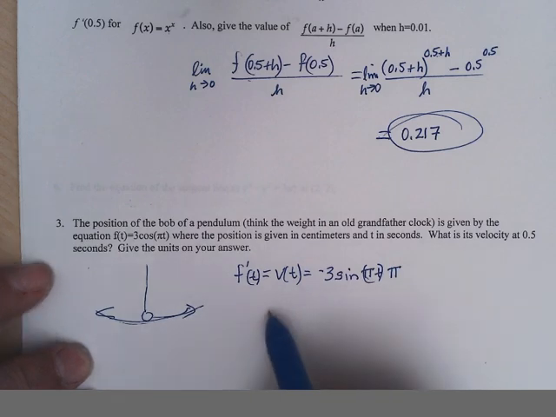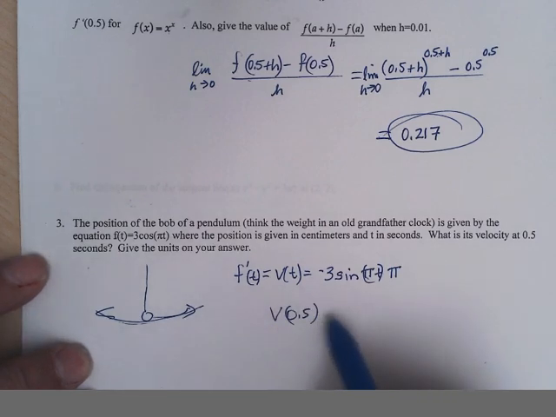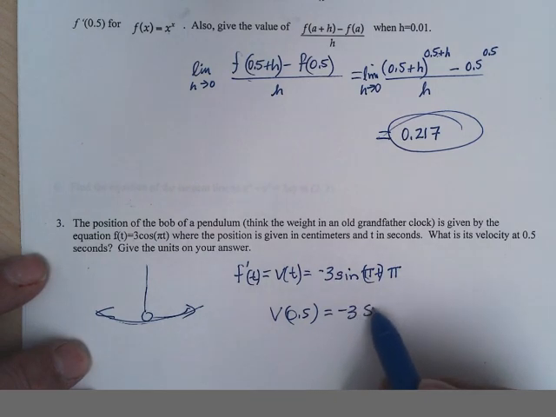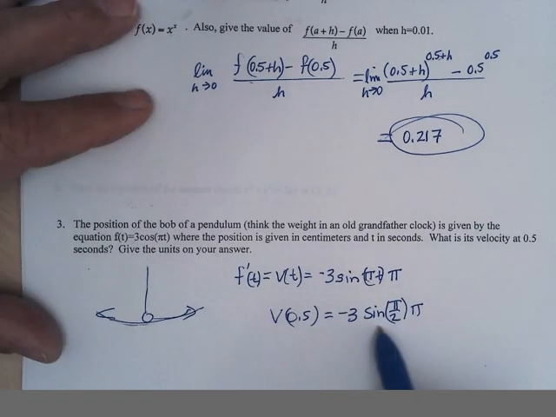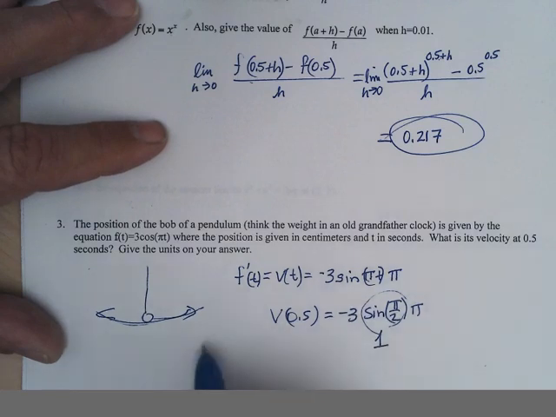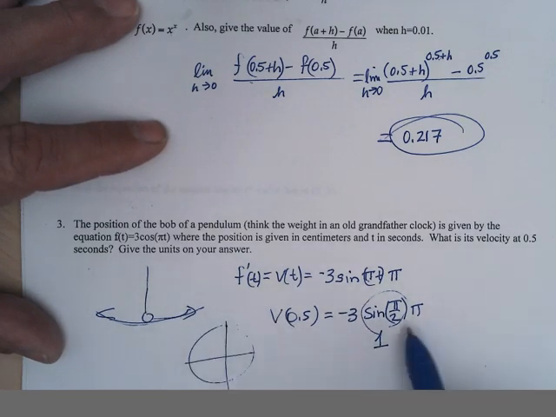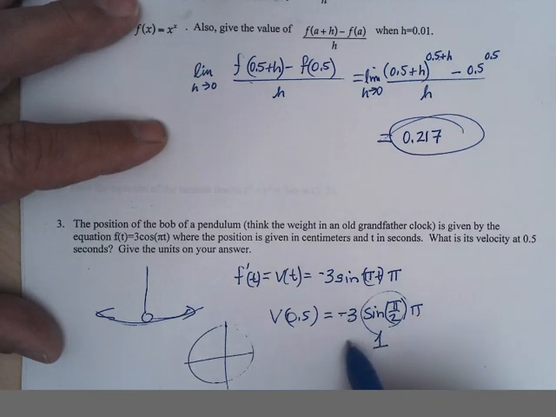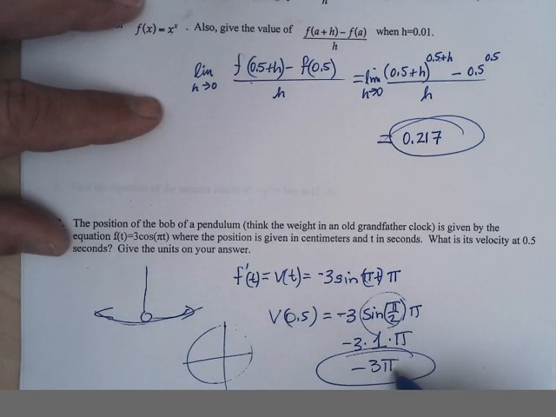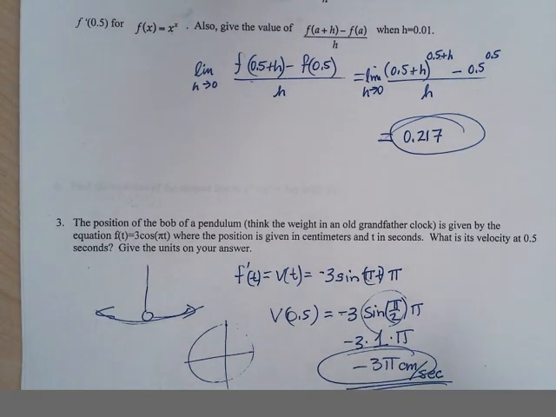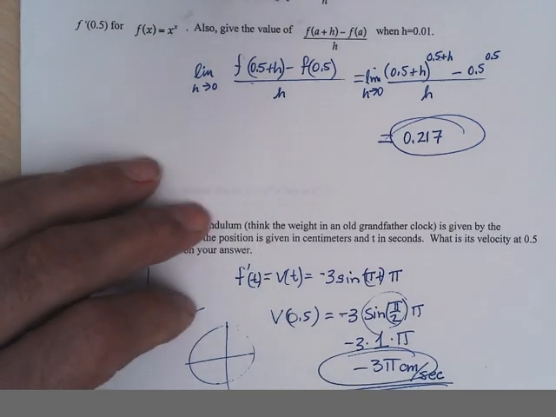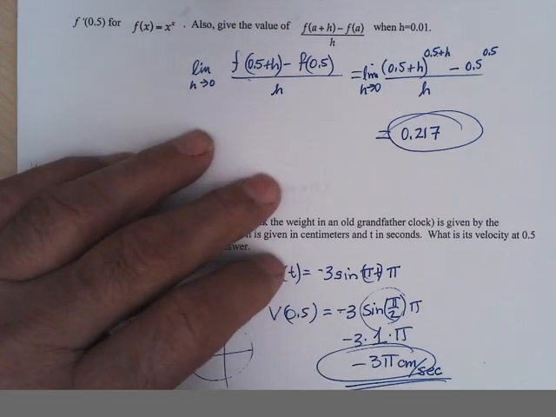And we want to find this at 0.5, so we find v at 0.5, or f prime of 0.5, and we get negative 3 sine of pi over 2 times pi. Sine of pi over 2 is 1 on the unit circle. Pi over 2 is at the top, and the sine is 1. So we get 1 times negative 3 times pi, so negative 3 pi is its velocity, and that would be in centimeters per second. It's not its position, but its speed. Excuse me, we were figuring out the velocity. So it's on its way back at a speed of 3 pi, or about 3.9 something centimeters per second.